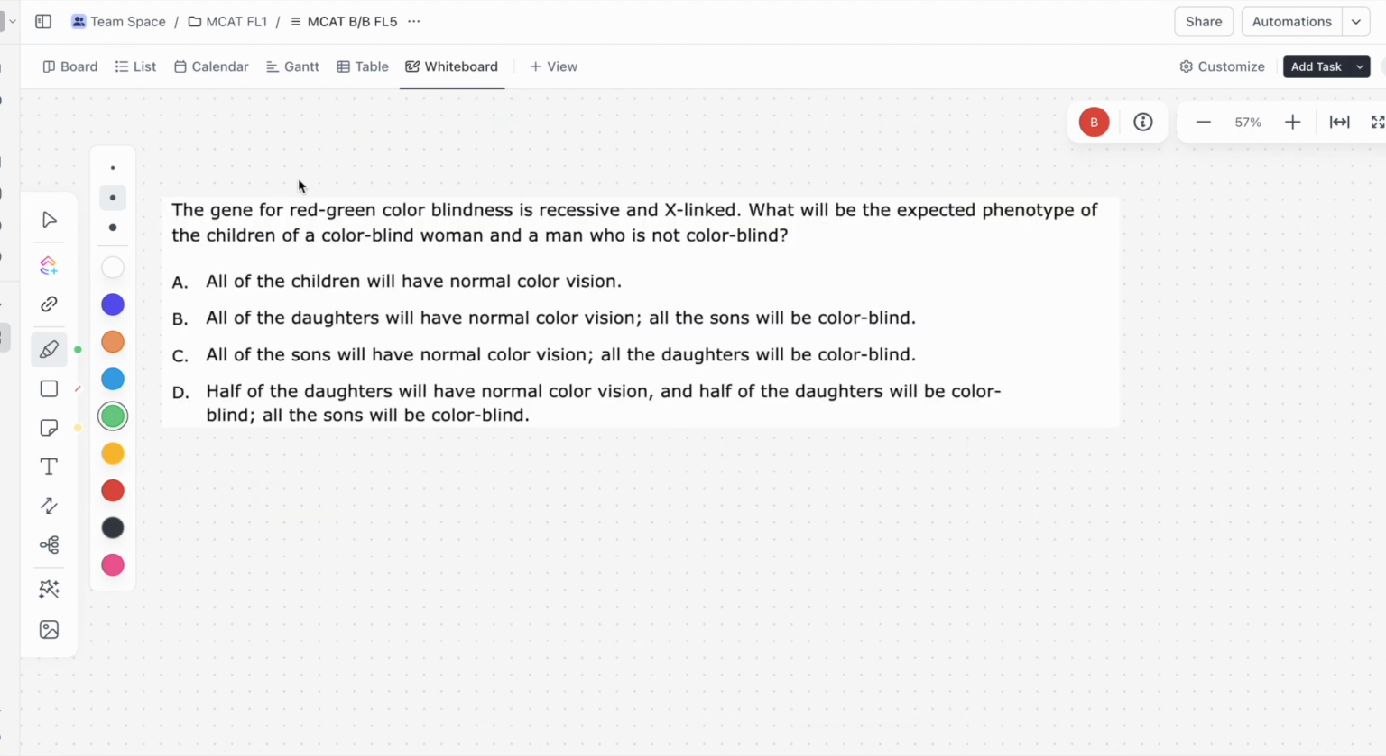This is the next discrete question. It says the gene for red-green color blindness is recessive and X-linked. What will be the expected phenotype of the children of a colorblind woman and a man who is not colorblind?